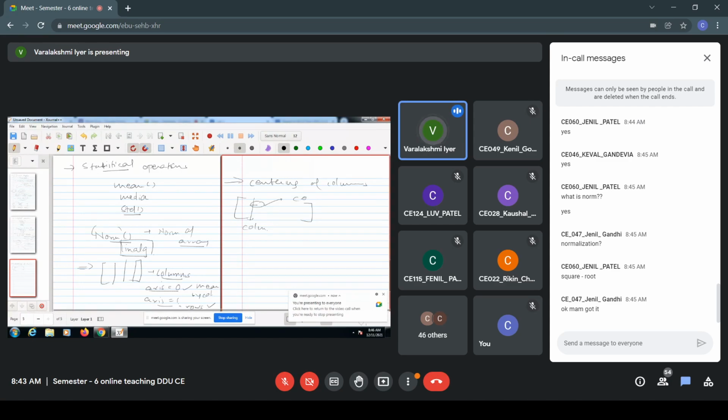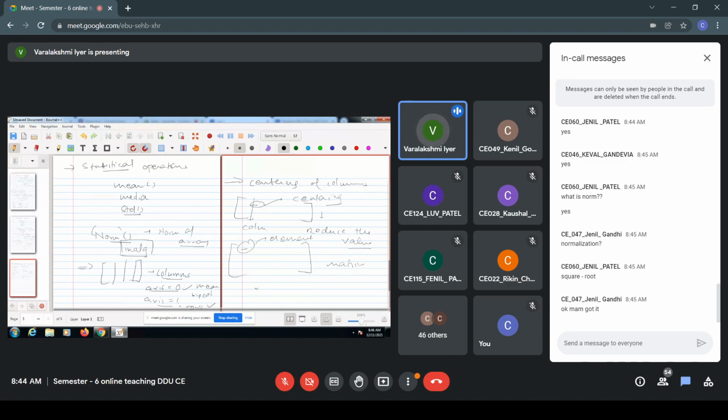So what are we trying to do in centering? We are trying to reduce the value. Right, we are trying to center the matrix. That is what we are trying to do. So the method is to subtract the mean of that particular column from the element value. Okay, so the centering of the column will be performed only with the help of columns. It cannot be performed by rows.